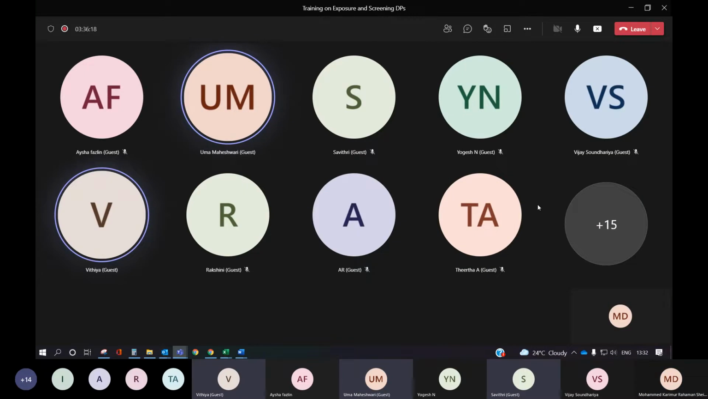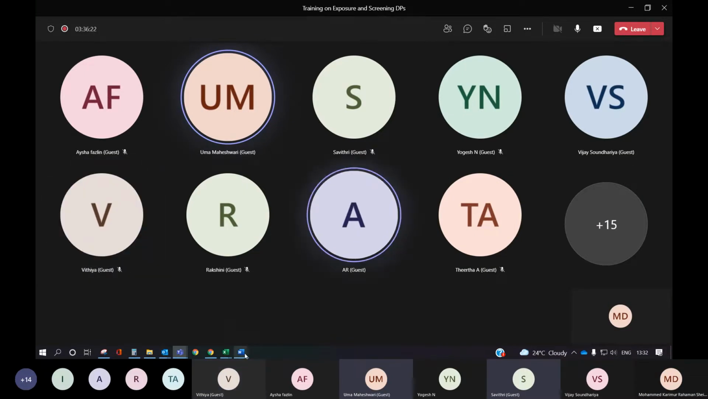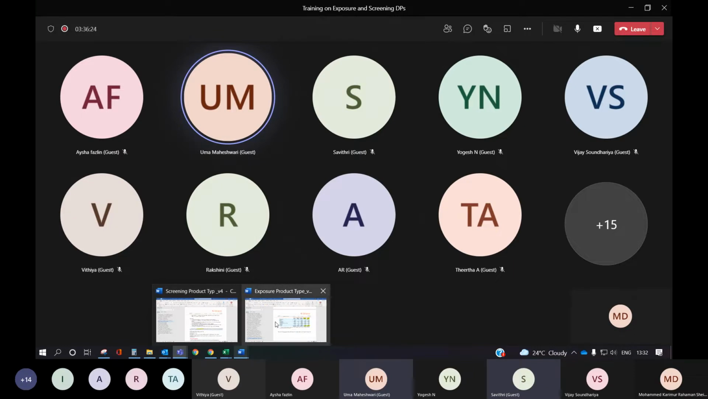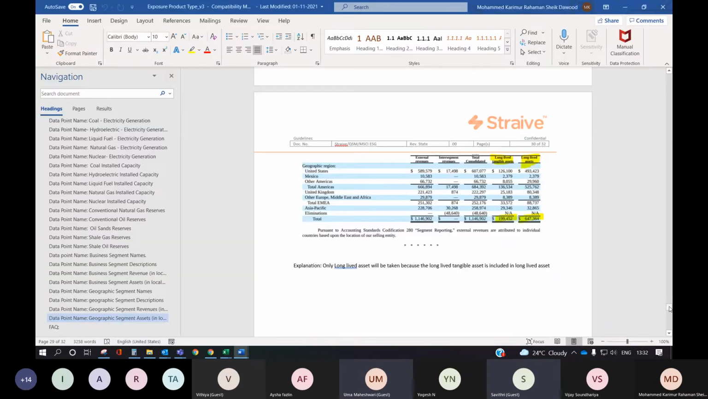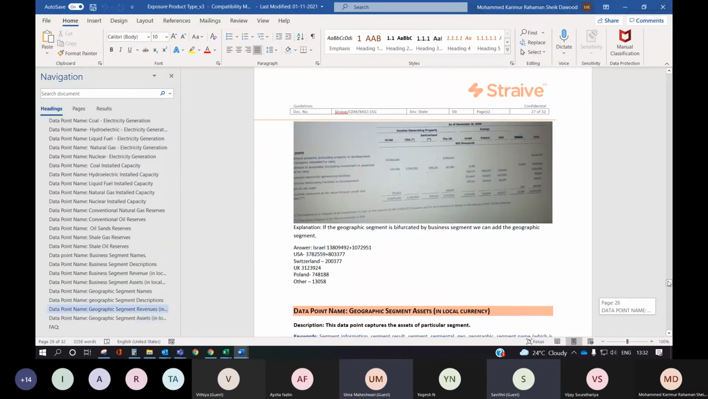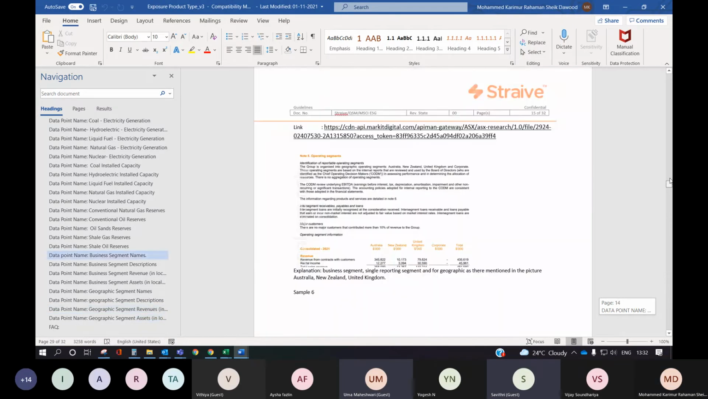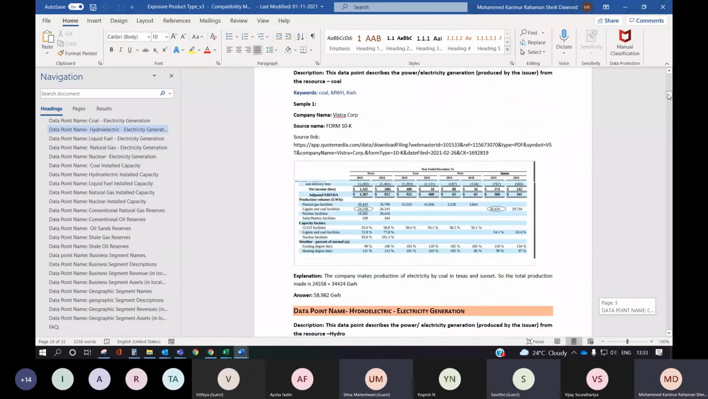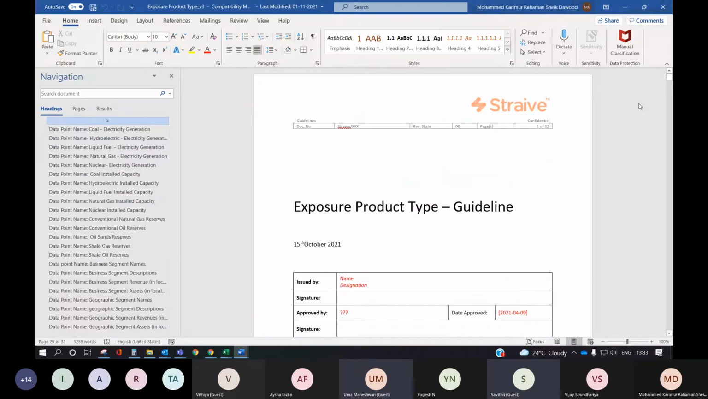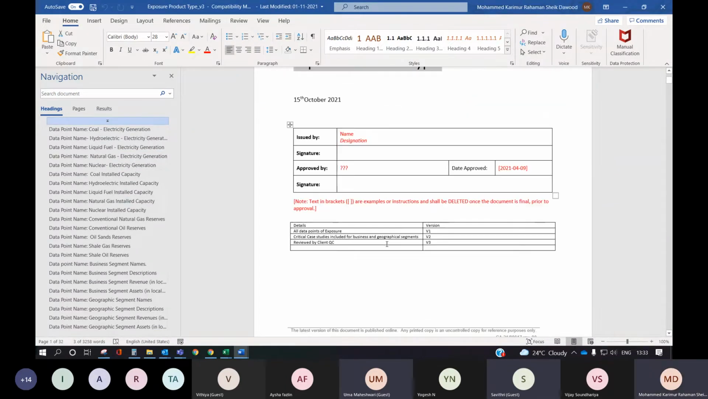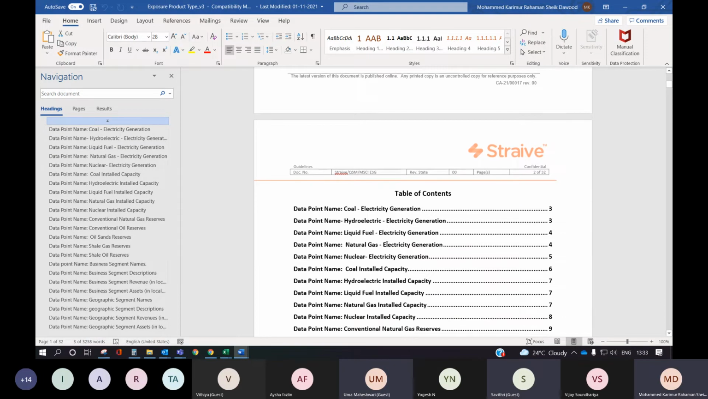Yes, sir. The thing is, for the exposure, it includes what you said and what Roshni also said, like generation capacity. All will come under exposure only, yeah? Or is generation a separate topic? No, it all comes under exposure only. This is the first one, exposure will be product type on screening, and other than that we will be following the exposure type.